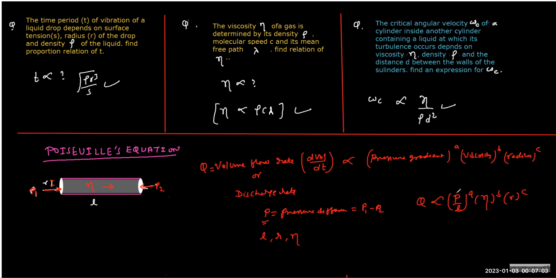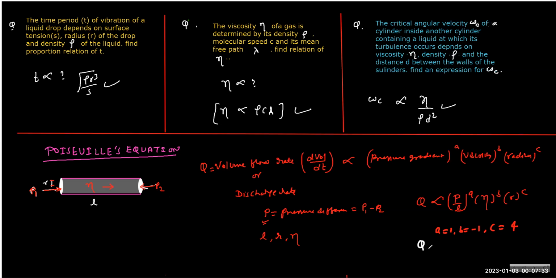Done? Okay. What is the relation you got? Yeah, you got A. A is equal to 1, B is equal to minus 1, and C is equal to 4. Oh, very good. Are you guys getting the same answer? Tell me.